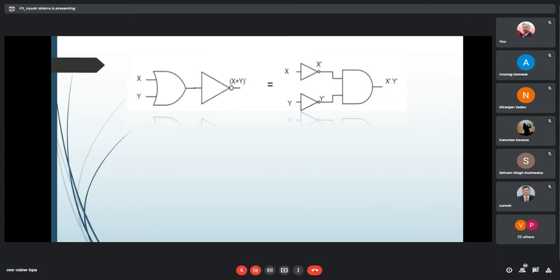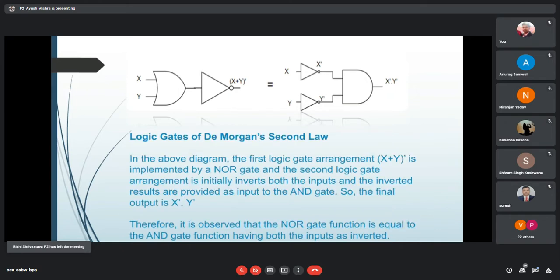Here is the logic gate of De Morgan's second theorem, that is x and y using the OR gate. Now the first gate right here on the left is actually nothing but the NOR gate. Okay, and the second gate is the equivalent of this first gate. In the above diagram, the first logic gate arrangement is x plus y complement, that is the NOR gate, and the second logic gate arrangement initially inverts both the inputs, and the inverted results are provided as input to the NAND gate. Not much to explain here, it's very easy.